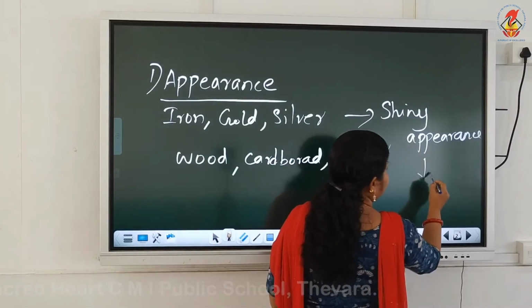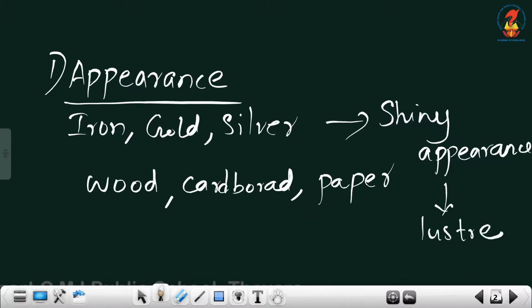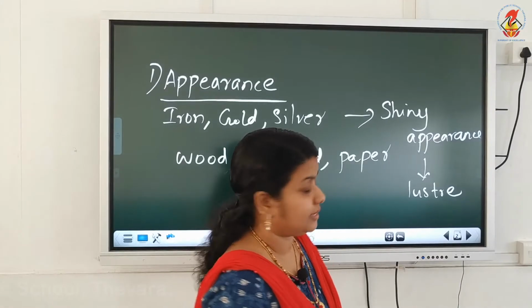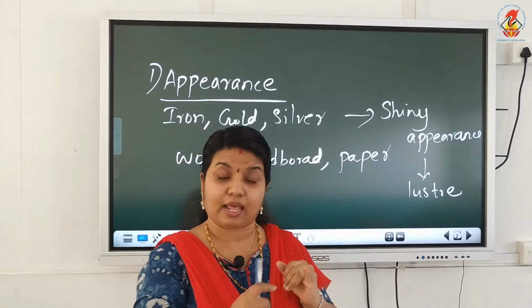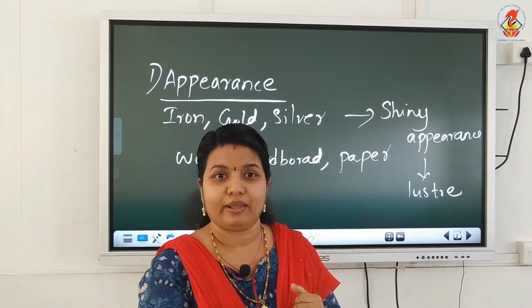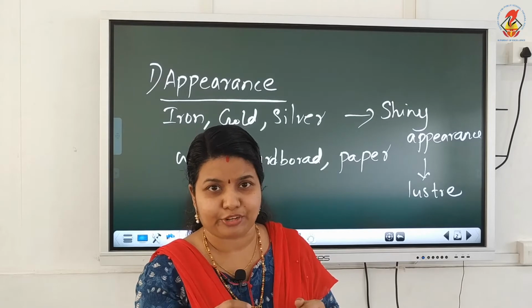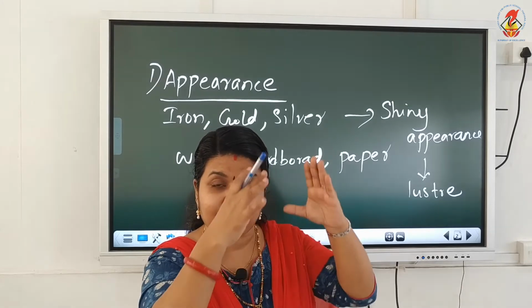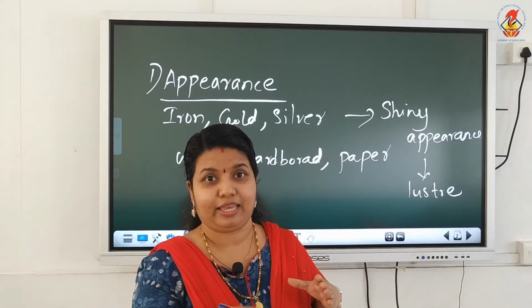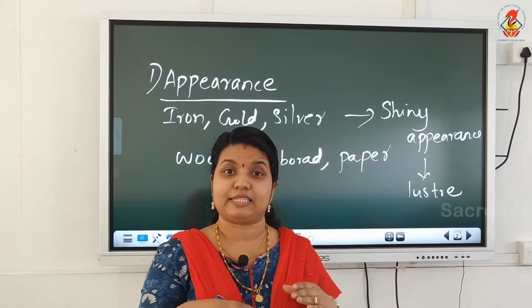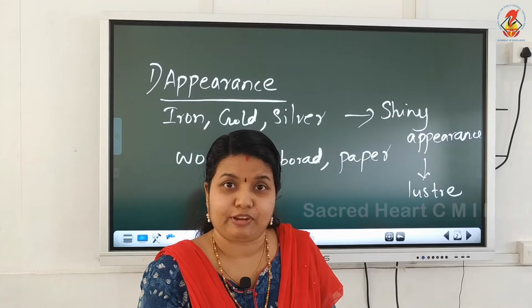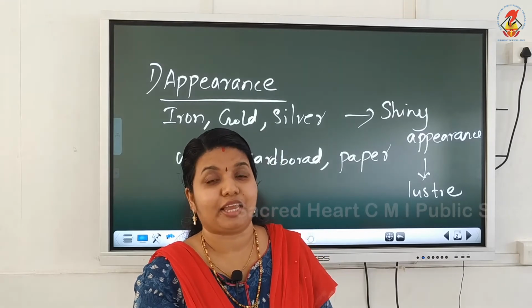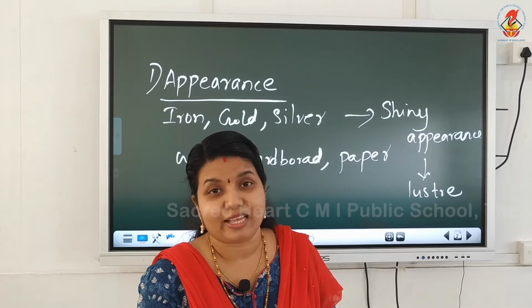We call it luster. The shiny appearance of a material is known as lustrous. Metals are lustrous. Iron, gold, silver, all these are metals. There are other examples too like copper, aluminium. All these are familiar to you. They come under the same category. We call them metals. And all metals, when freshly cut, have a shiny appearance which we call luster.